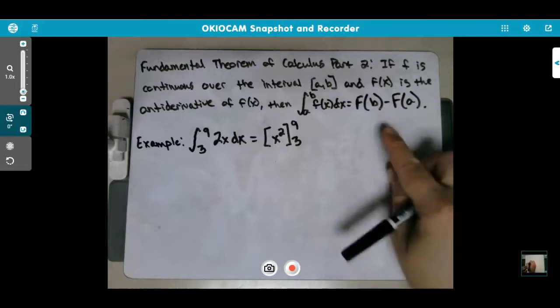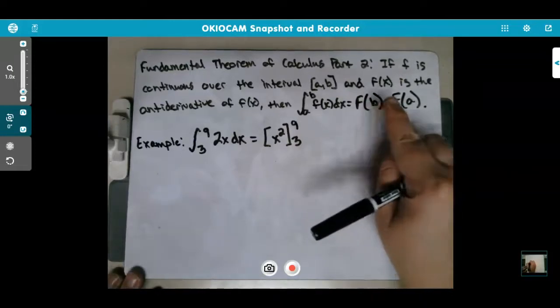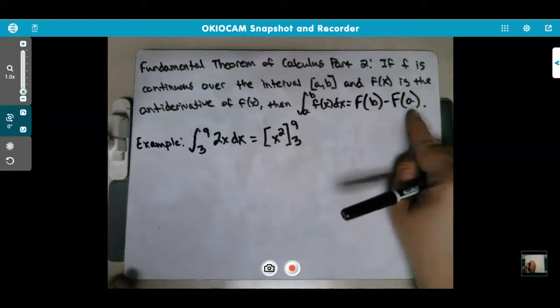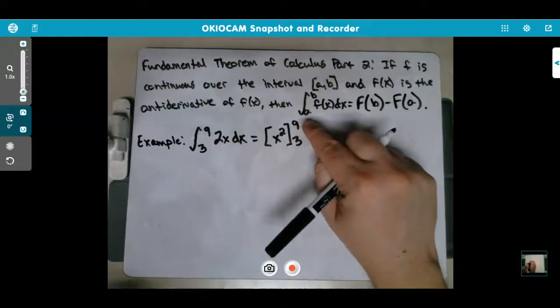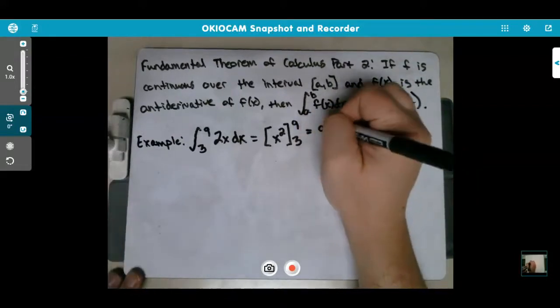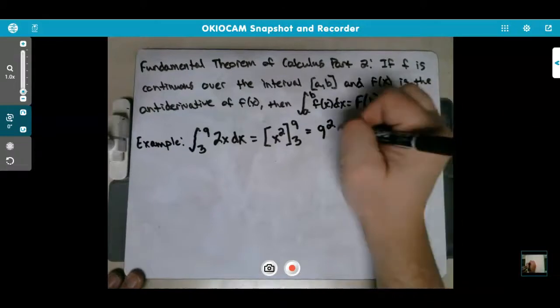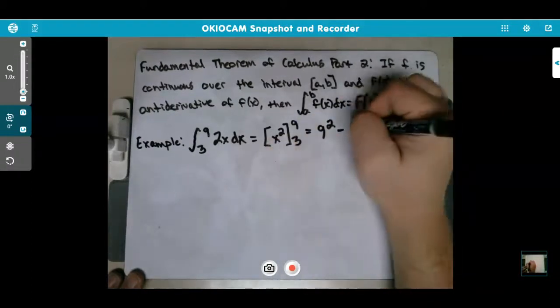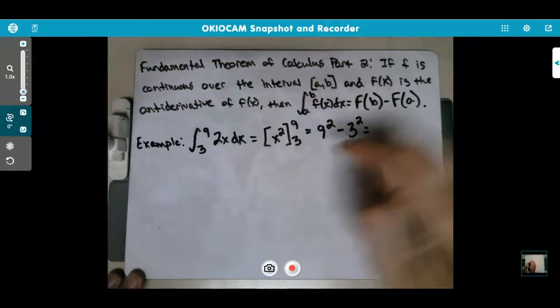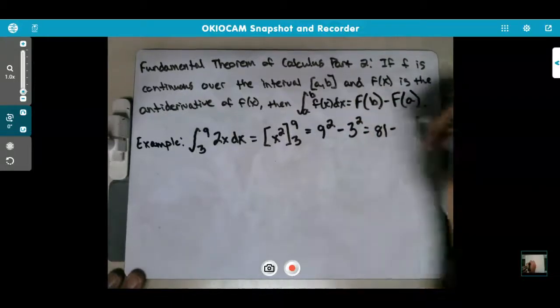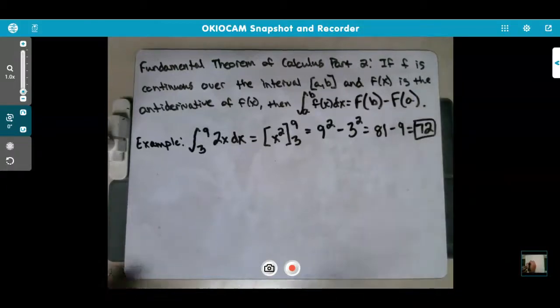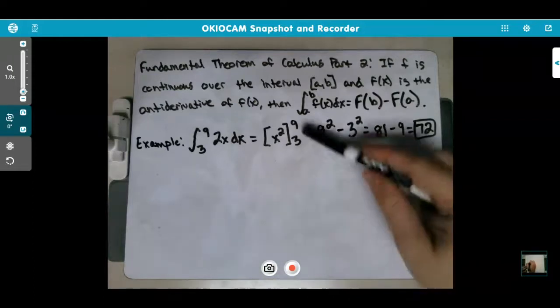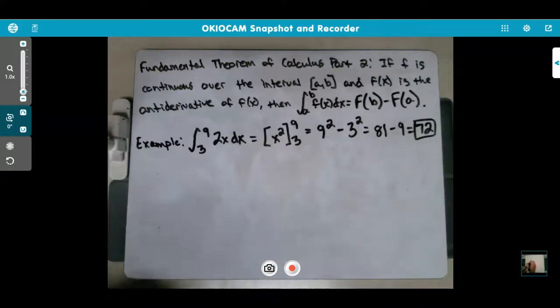Okay, and like we said up here, what that means is plug in my top bound and then plug in my bottom bound and subtract them. So start with my top bound, that's a 9, so 9 squared. Then subtract, plug in this bound, so 3 squared. 9 squared is 81, minus 3 squared, which is 9. Subtract those and you get 72. So again, find the antiderivative, plug in 9, plug in 3, subtract them.